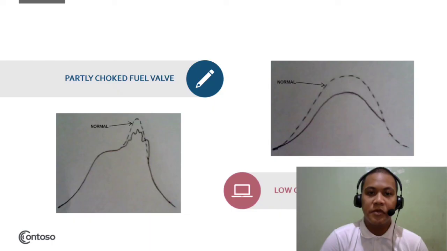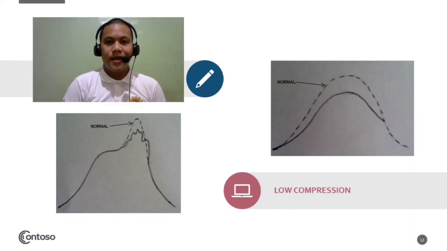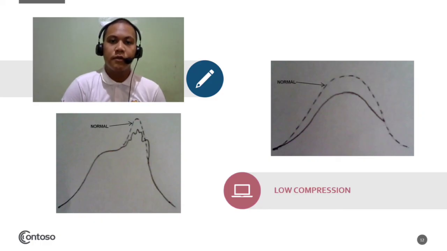Second is carbon formation in the injector tip. Third is the carbon deposits on the valve due to overheating. And lastly is the low compression. Low compression occurs because of improper combustion, or there is insufficient air for combustion, or maybe there's a leakage in the combustion chamber itself because of the wear and tear of the parts.